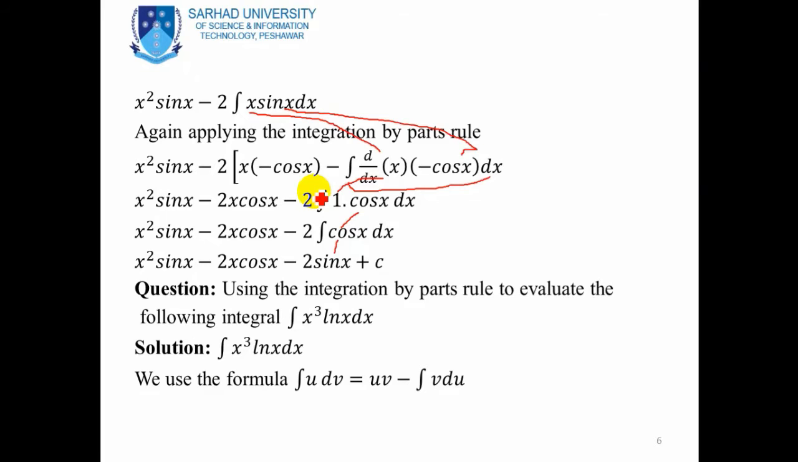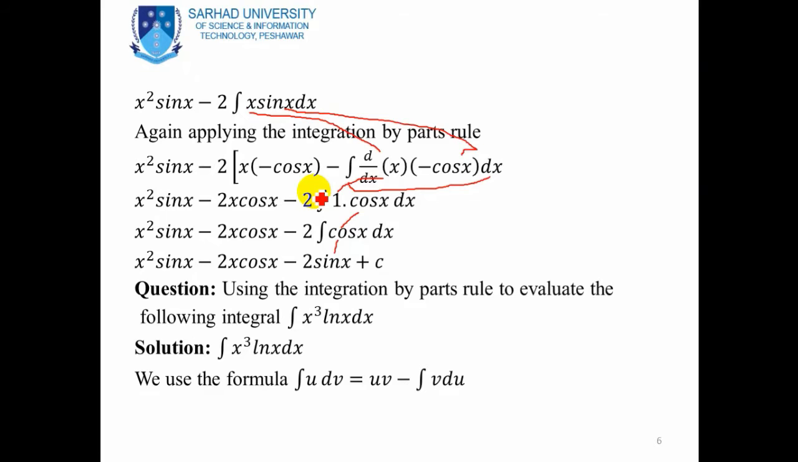So the main point is the polynomial term. If we consider the polynomial as the first function, we apply the derivative operator on the polynomial in the integration by parts formula. After applying the derivative on the first function, which is the polynomial, the power of the polynomial will decrease, and due to the decrease of the power, the product of the two functions will disappear.